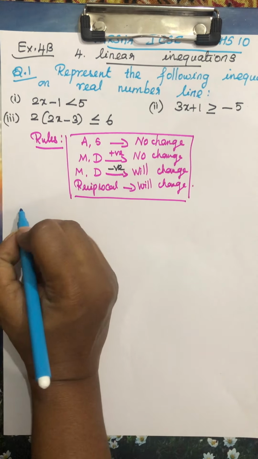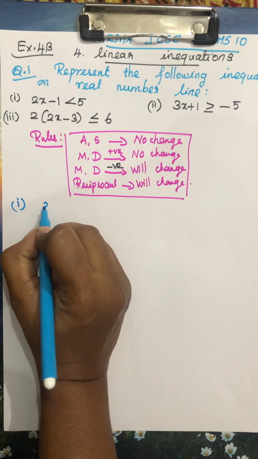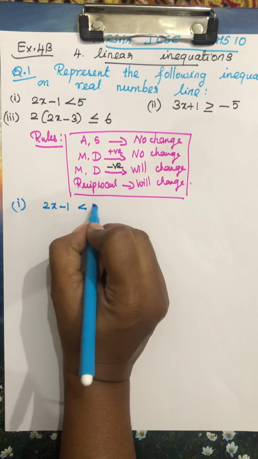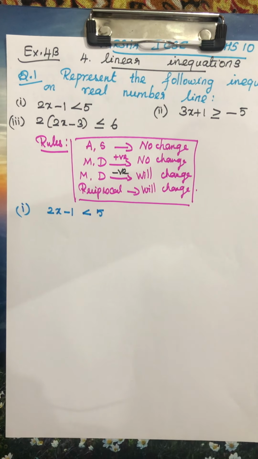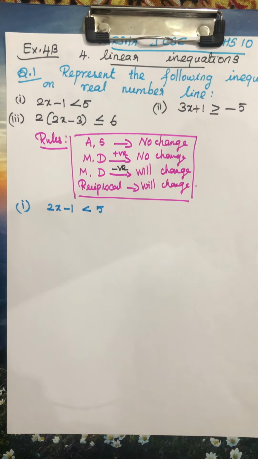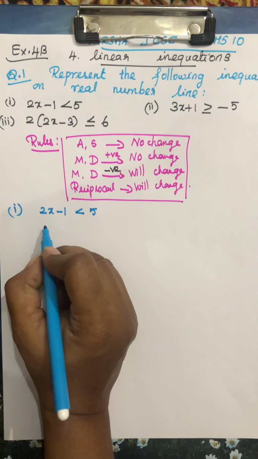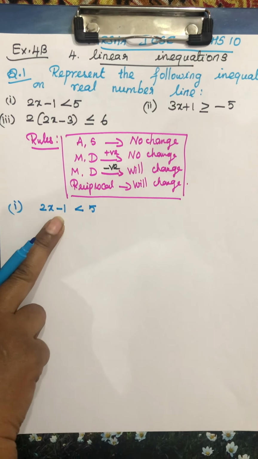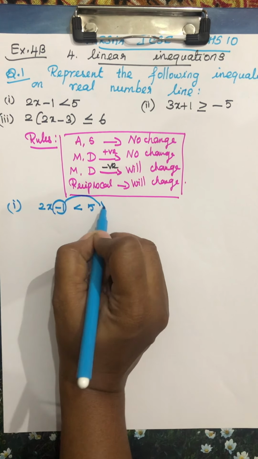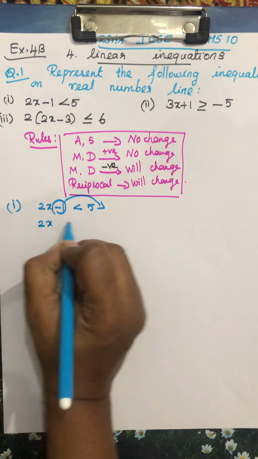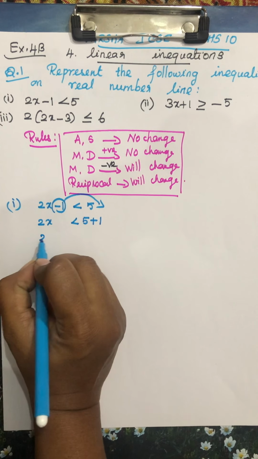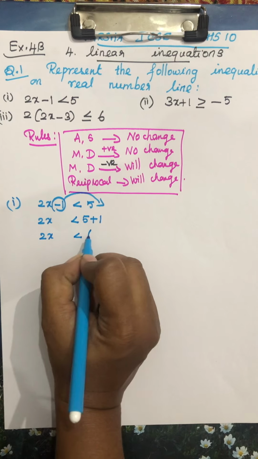Take your first sum. What is the first sum? 2x minus 1 is less than 5. This is only less than, there is no equal to sign. This is a simple sum. We have to eliminate this minus 1 first. So this minus 1 goes to this side. 2x less than 5 plus 1. So this is 2x less than 6.